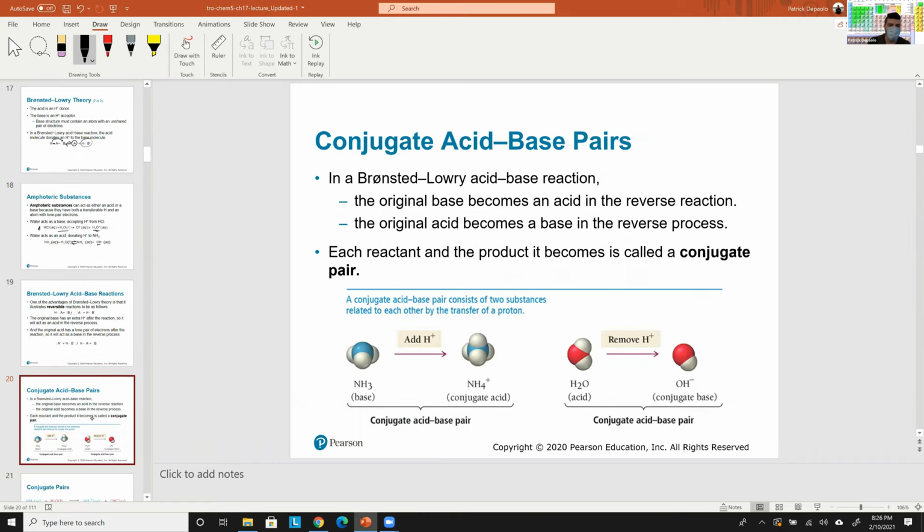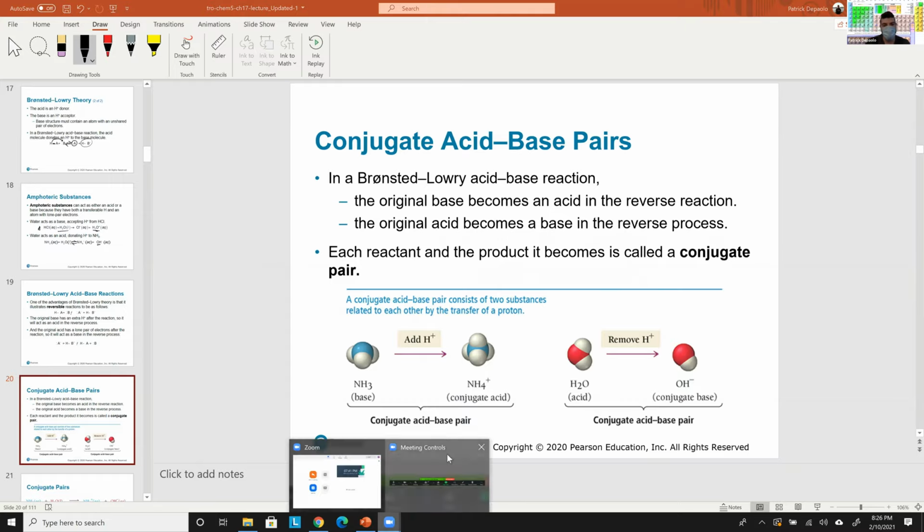All right, so we kind of talked about that already. Now the last thing we'll talk about for today is conjugates. So we'll just revolve around the same concepts again.